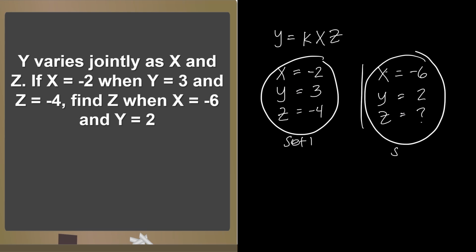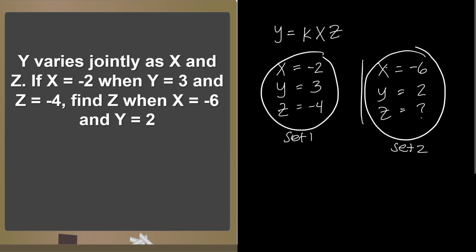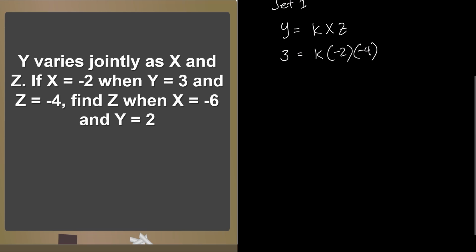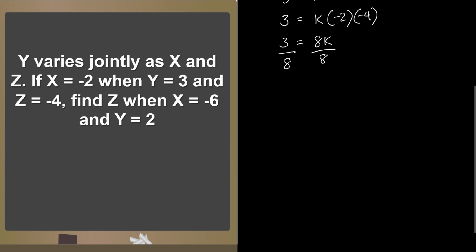Okay, so let's use set 1 first to get the value of k. We have y is equal to kxz, and it says here that y is equal to 3. We don't know k, x is negative 2, and z is negative 4. So from here, we can see that 3 is equal to negative 2 times negative 4, that's positive 8, so we will have 8k here. For us to isolate k, we just need to divide both sides by 8. So k is equal to 3 over 8.